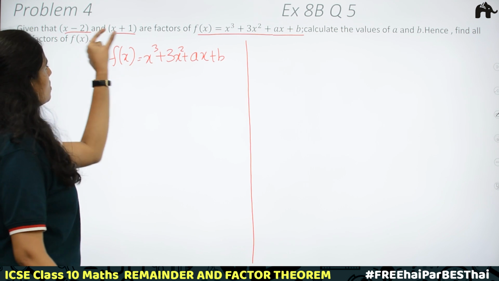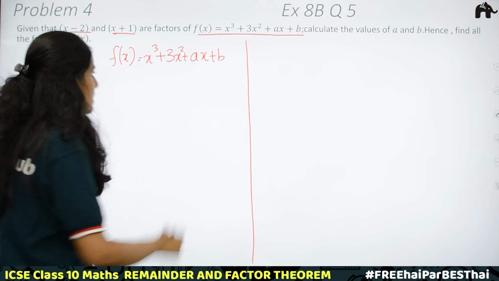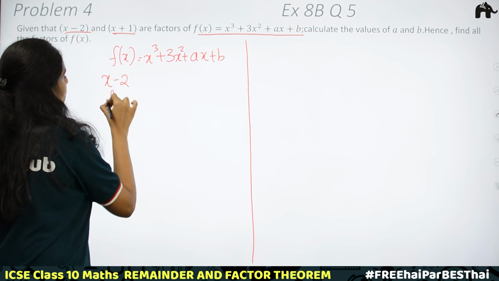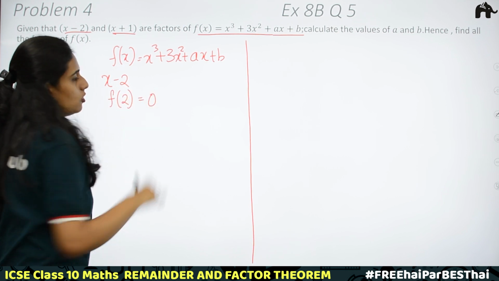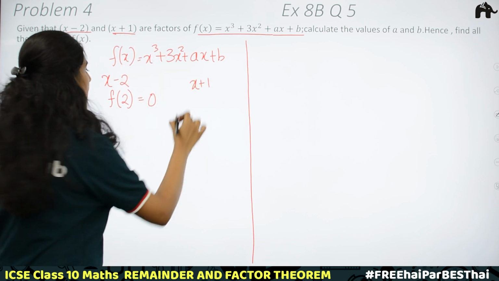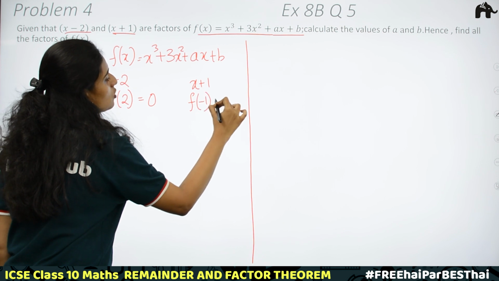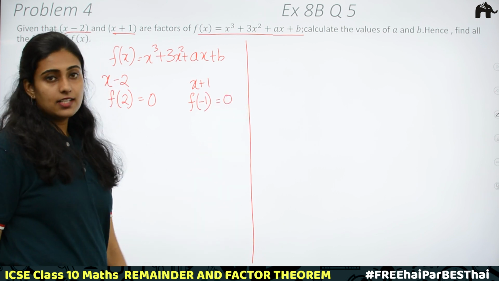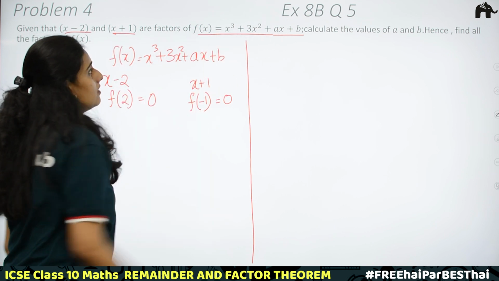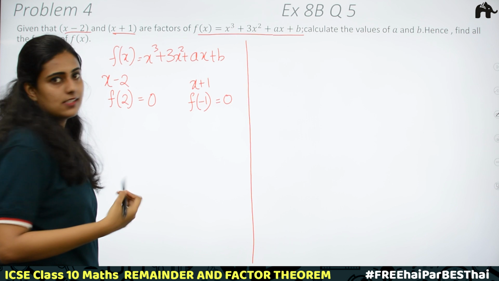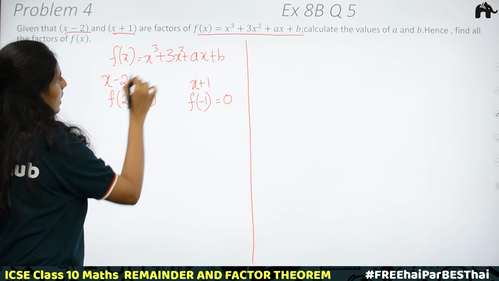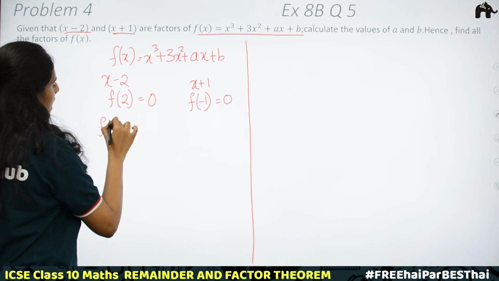Given that x minus 2 and x plus 1 are factors, which means if x minus 2 is a factor, then f of 2 should be equal to 0. Similarly, if x plus 1 is a factor, then f of minus 1 should be equal to 0. That is, if they are factors, on dividing the given expression by these factors, you should get 0 as the remainder. Now, first let's put x is equal to 2 and find f of 2.